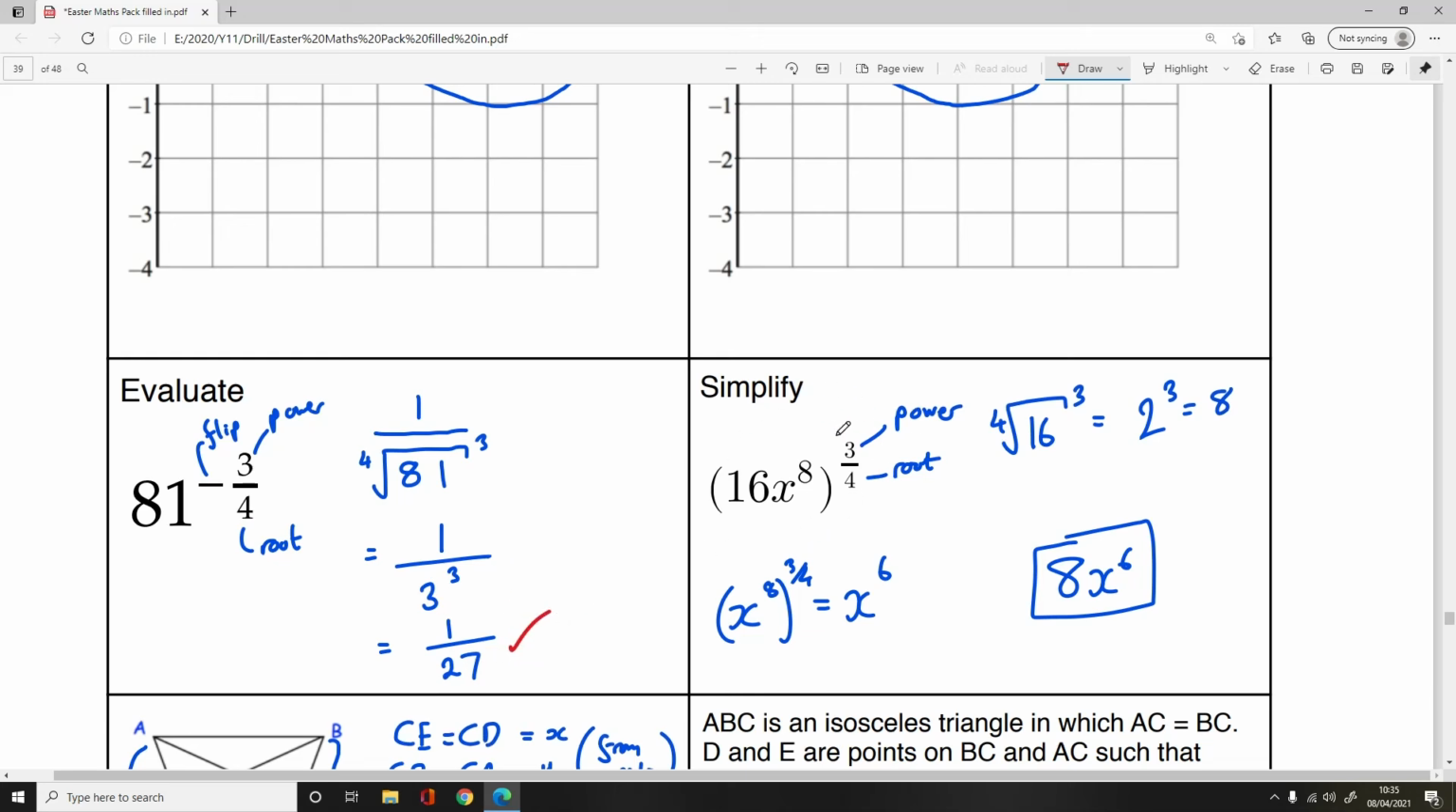And then this one, you can do this in the same way. You can think about doing a 4th root of 16x to the 8, and then cube it. However, I found it easier to think about the 16 and the x to the 8 separately. Because if you do a power to a power, you can just multiply them together. So x to the 8 to the 3/4, I could just find 3/4 of 8, and that would give me just x to the 6. Whereas for the number, I needed to think, well, what's the 4th root of 16? That's 2. Cube it, that's 8. So it's 8x to the 6.